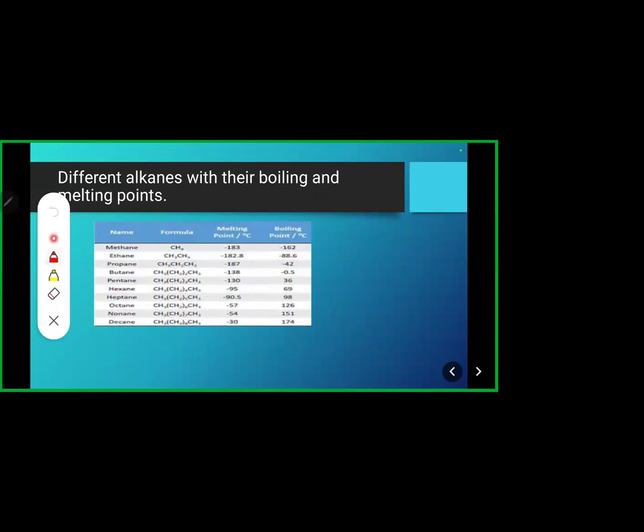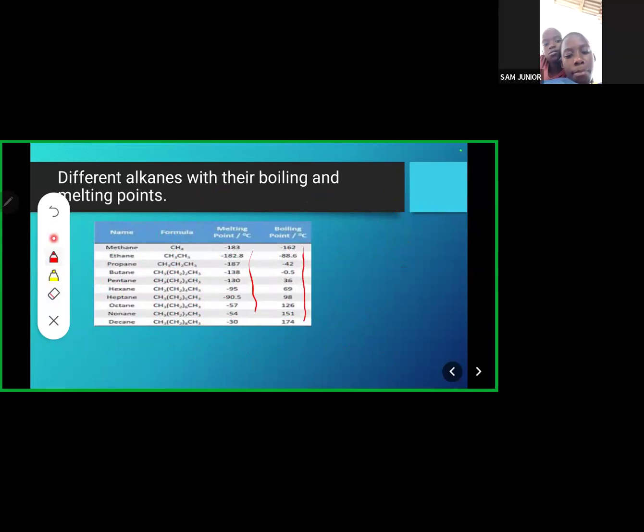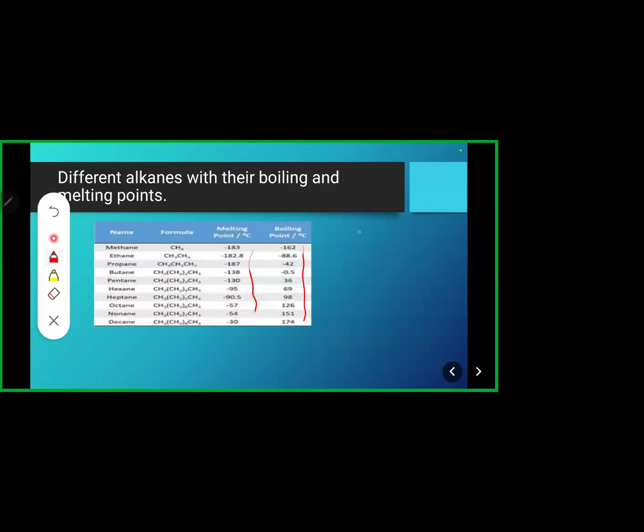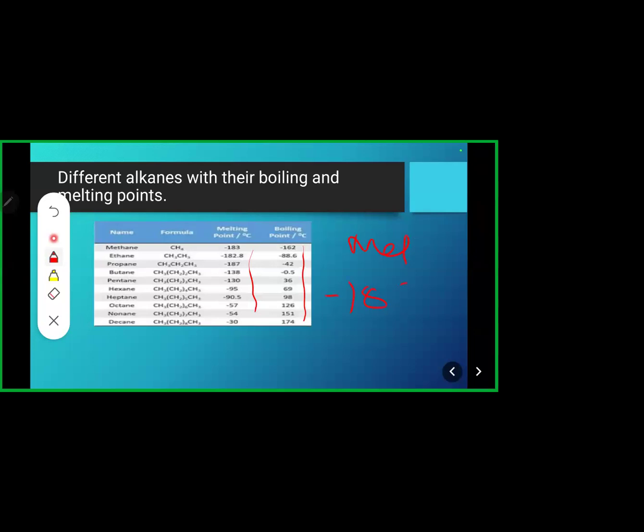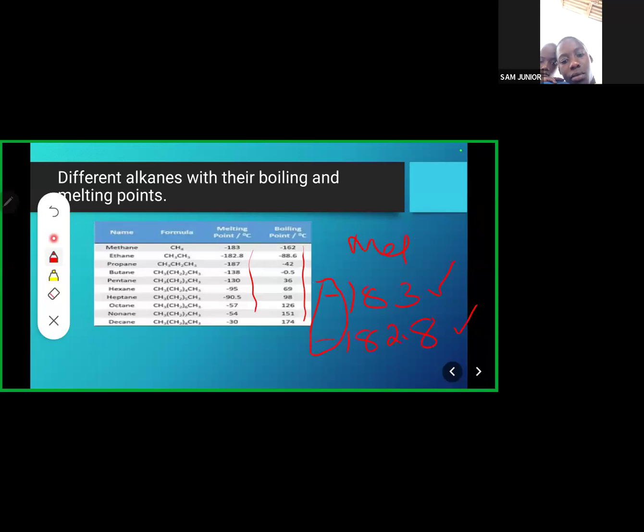Okay, thank you. So these are the different formulae and different melting points and boiling points of the different alkanes. And when it comes to melting and boiling point, we always know that, for example, -183 and then -182.8, we realize that this is higher than this one here because of the negative values.